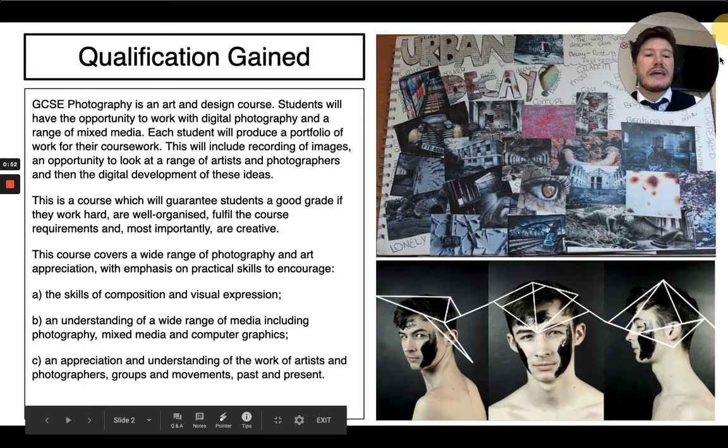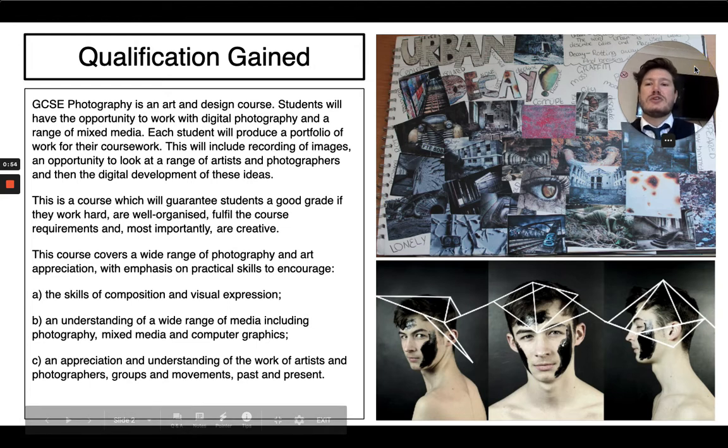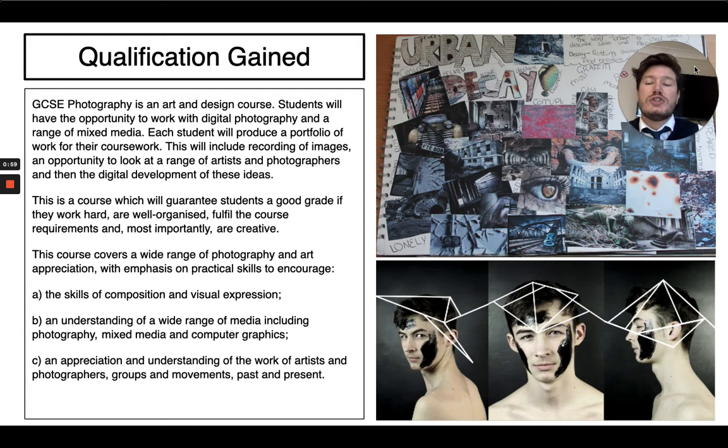Now, what qualification will be gained from studying GCSE photography? Well, it is an art and design course. Students have the opportunity to work with digital photography and a range of mixed media. It is also worth noting that we do look at film format. We do have a small darkroom at Welling School, so you will learn how to create darkroom experiments such as photograms, chemigrams, and how to develop images from black and white film.